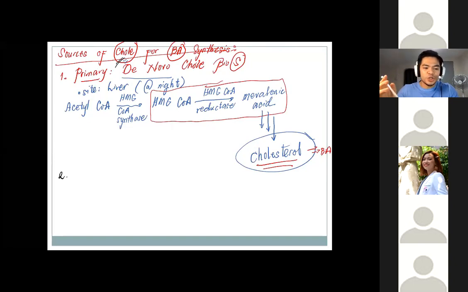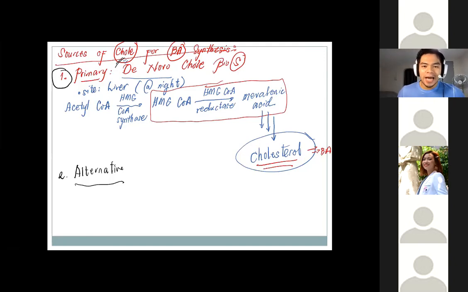Okay, so proceed tayo sa number 2. We have alternative sources. What is meant by alternative? Pag sinabi nating alternative, kapag hindi enough ang primary source, gagamitin ng liver ang alternative sources. Kaya nga siya alternative pag hindi sapat yung una. Okay? So magandang bagay sa liver natin, gumagawa talaga siya ng paraan para magkaroon siya ng cholesterol. Hindi siya papayag na mawalan siya. Kaya meron siyang parang pansalo. Okay, pansalo. So dito tayo sa alternative sources.